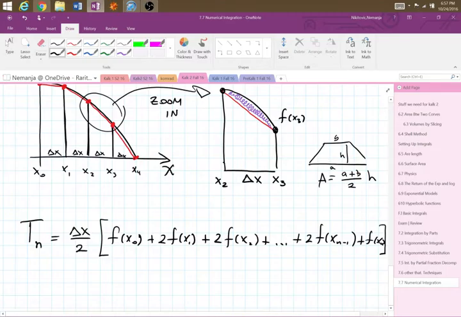Observe the pattern. It's 1, 2, 2, 2, 2, 2, 2, 2, 2, 2, 2, 2, 2, 1. All right, so all the 2's in the middle, and the end ones are single. Now, you can quickly see that from the picture, because clearly for this trapezoid here, you're using x1. And for this trapezoid here, you're again using x1. So you can use it twice.